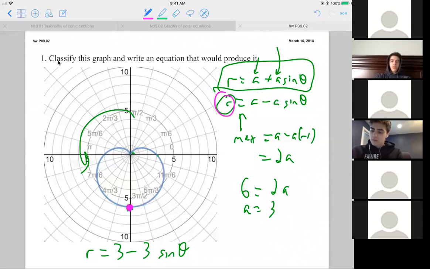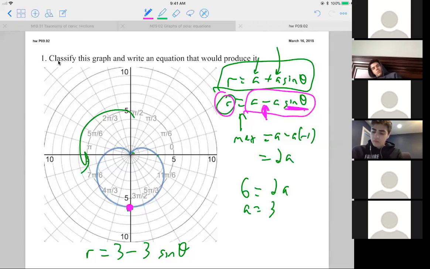If I look at my equation, this whole thing will be maximal when this is minus 1, because sine is trapped between minus 1 and 1, and this flips the sine. So when sine is minus 1, then this whole thing is as large as it can get. I don't care what the angle is that makes it minus 1, to be honest. All I care about is when sine of the angle is minus 1, then R becomes a minus a times minus 1, or R equals a plus a, which is 2a.